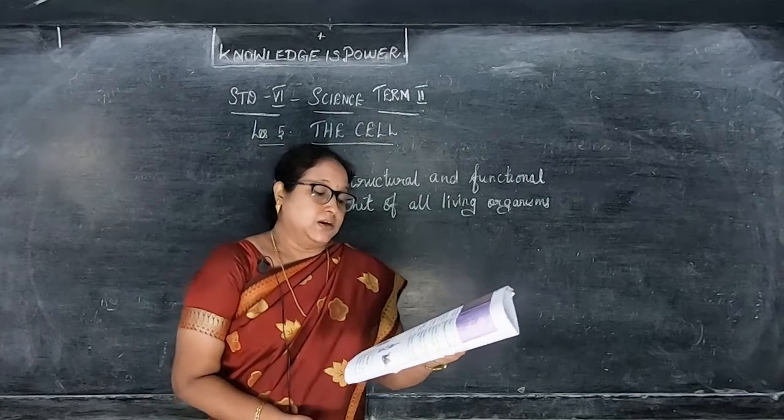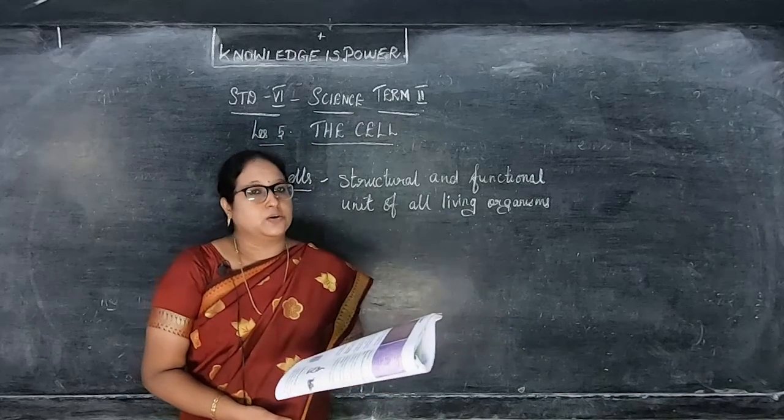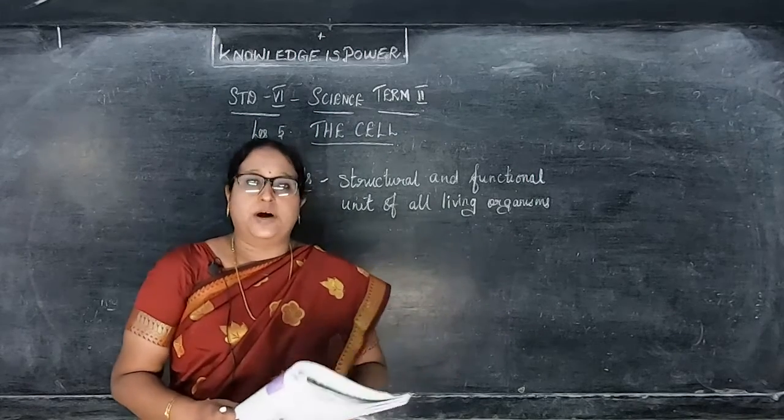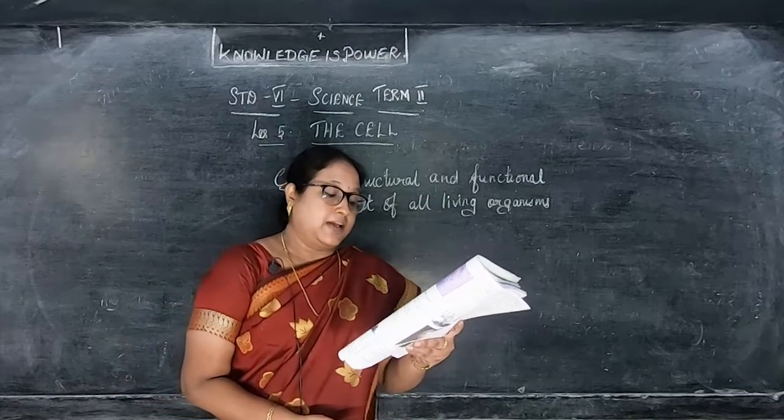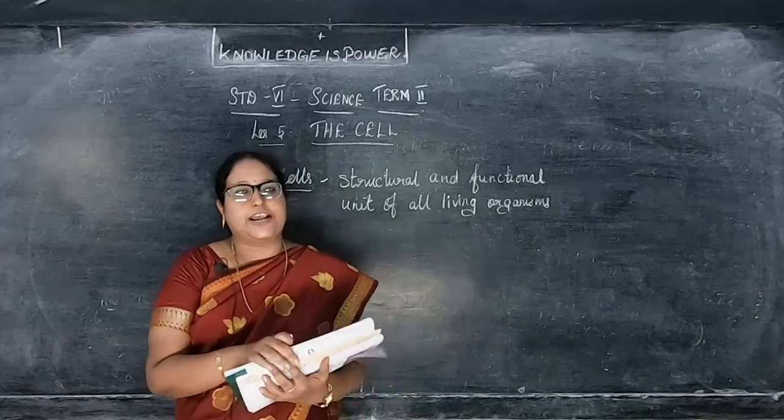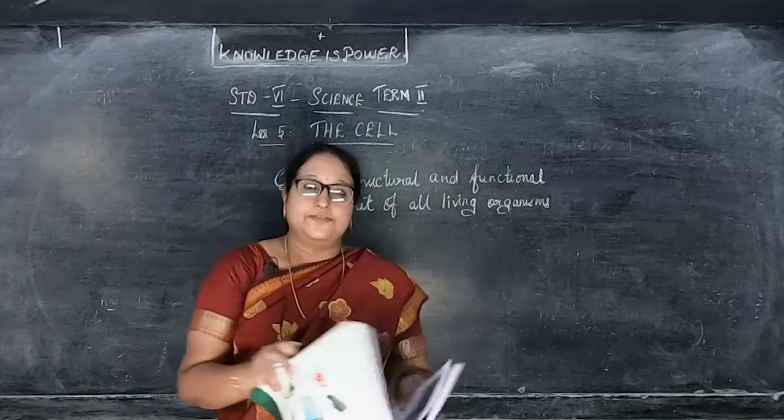Now, we will see the cell. All living things are made of one or more cells. So, there are a variety of cell types. However, they all have some common characteristic features. There are a variety of cells, and they have some common features.